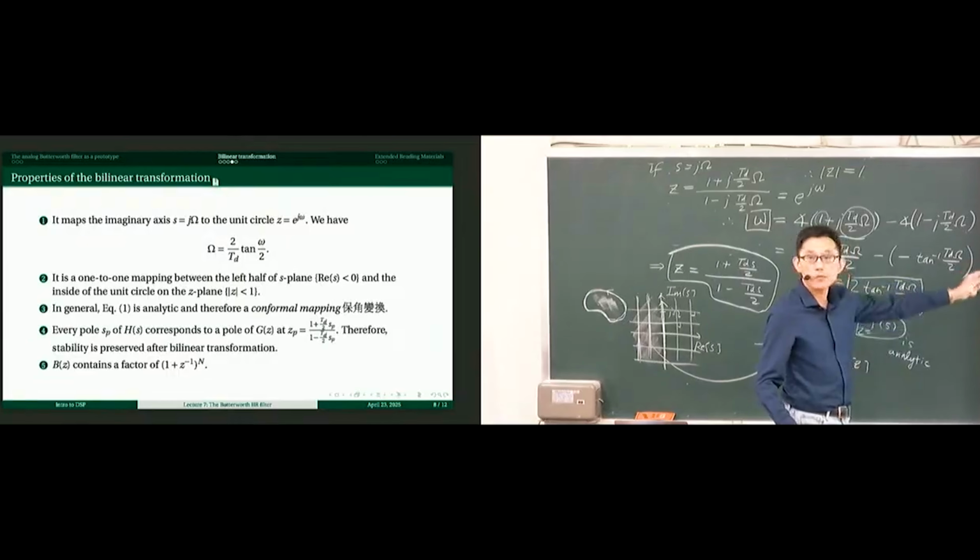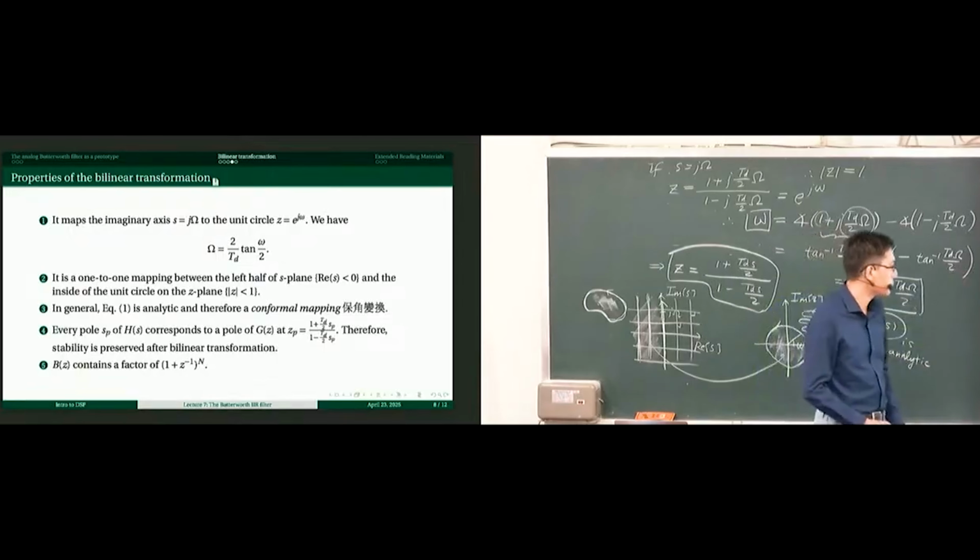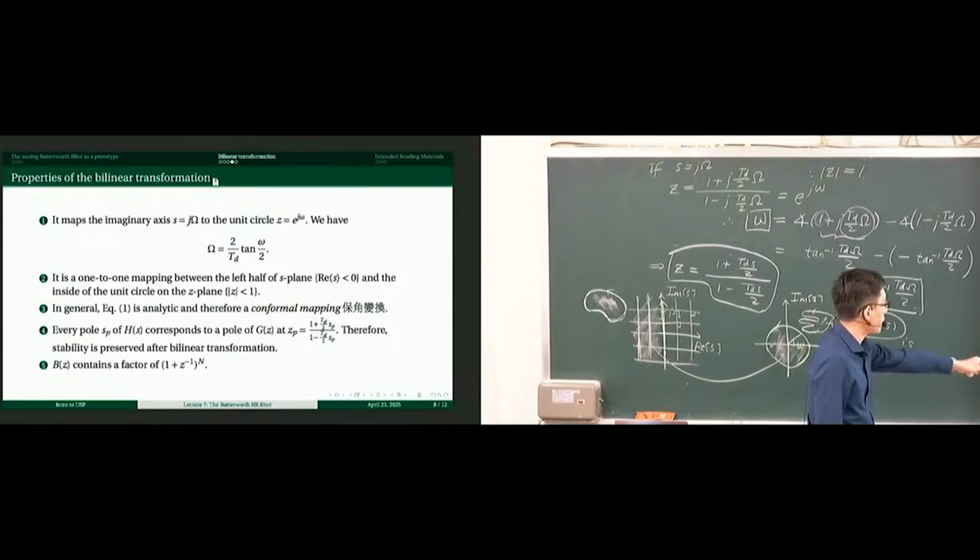So let's finish this slide before we take a break. Yeah, so 1, 2, 3. How about the fourth property? The fourth property is a property about stability. Okay, so let me read it.